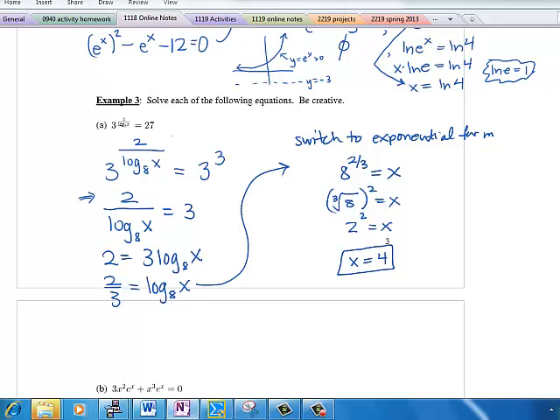So the first key is to rewrite both sides with the same base. And then if the expressions are equal and the bases are equal, the exponents have to be equal. And then go from there.